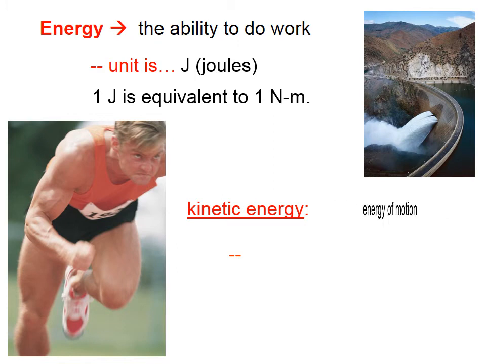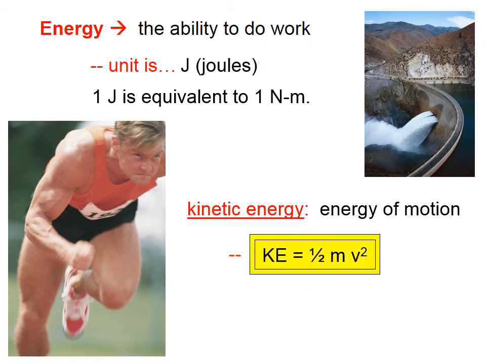Kinetic energy is energy of motion. When anything is moving, it has kinetic energy. The equation that we're going to use for kinetic energy is 1/2 mv squared. m is the mass of the object in kilograms. It must be in kilograms. And v is the speed of the object. It must be in meters per second.